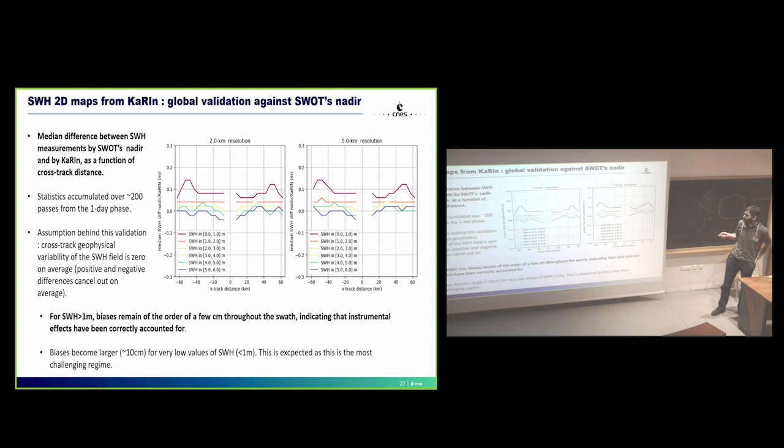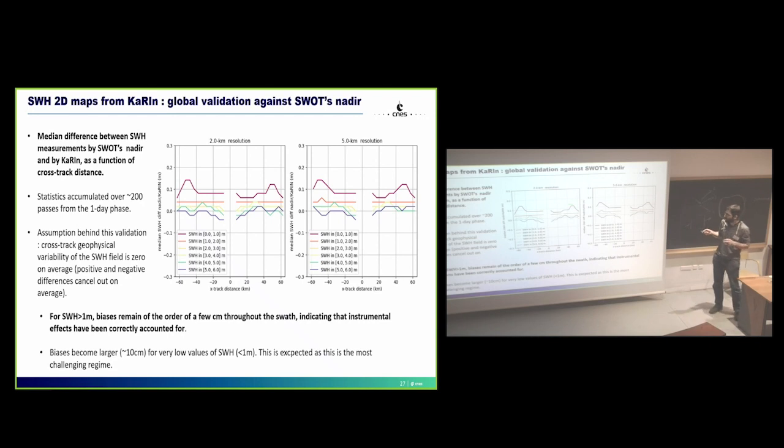The colors here are different bins of SWH. And you can see that the biases that we get in the end are centimeter scale, but you can also see that they increase slightly for lower SWH values, which is what I said before. Lower SWH is harder, right? We're less sensitive for low SWH. And I'll just briefly mention this funny shape here, which is related to the question Gwendal you had, I think, on Tuesday afternoon.